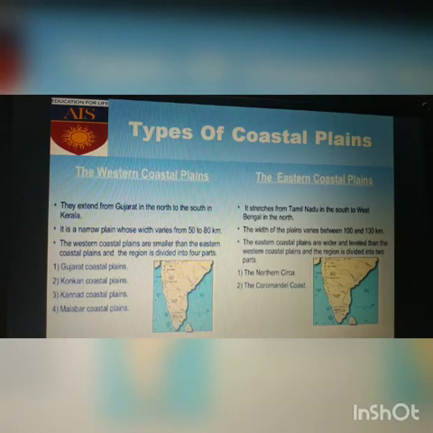The western coastal plains are smaller than the eastern coastal plains, and the region is divided into four parts: Gujarat coastal plain, Konkan coastal plain, Kannada coastal plain and Malabar coastal plain. The eastern coast is widest in range and has two parts: the Northern Circars and the Coromandel coast.